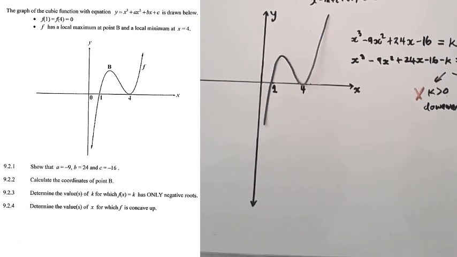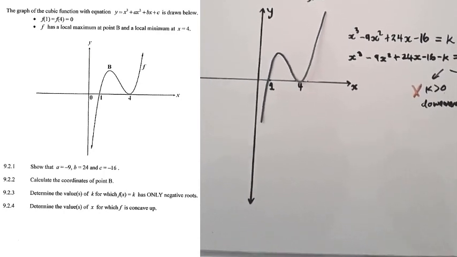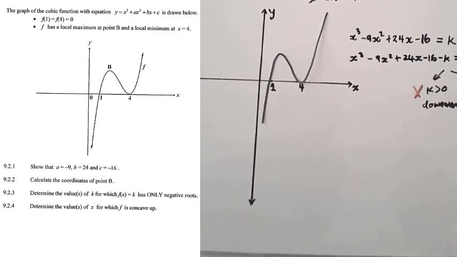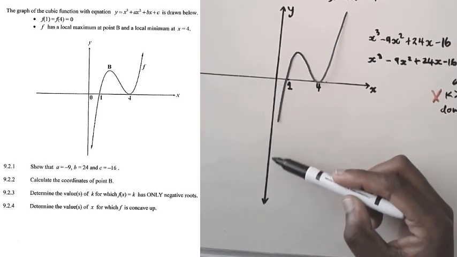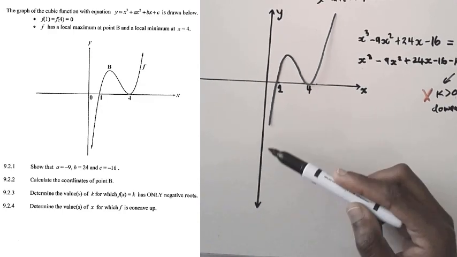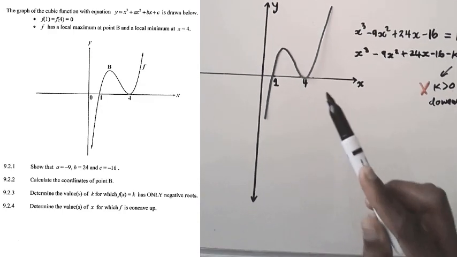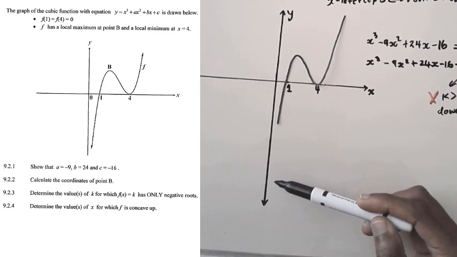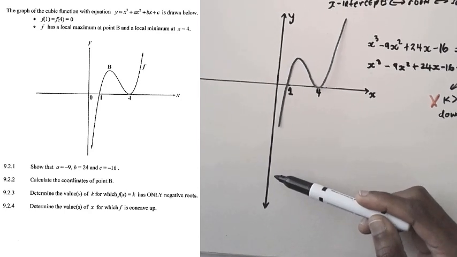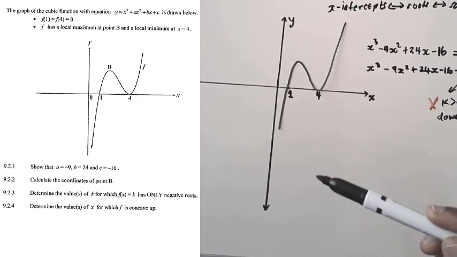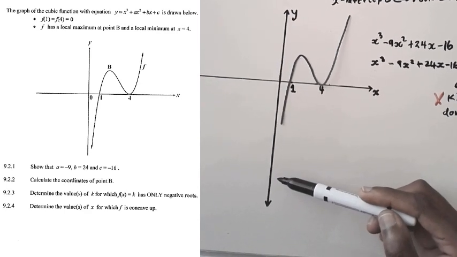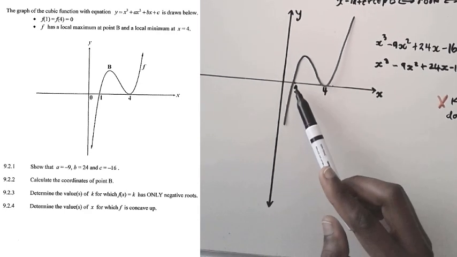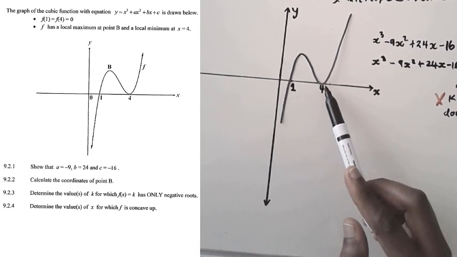Okay, so now the question is, how far upwards does this graph have to move in order for it to only have negative roots? So currently, remember we carried on drawing this graph, and we know that in its current state, it has a y-intercept of negative 16. So at that state of having a y-intercept of negative 16, it has two positive roots.